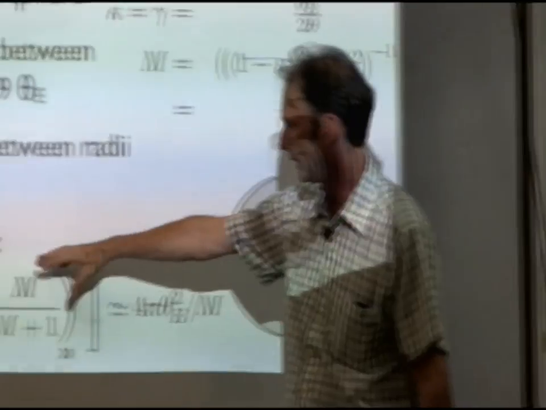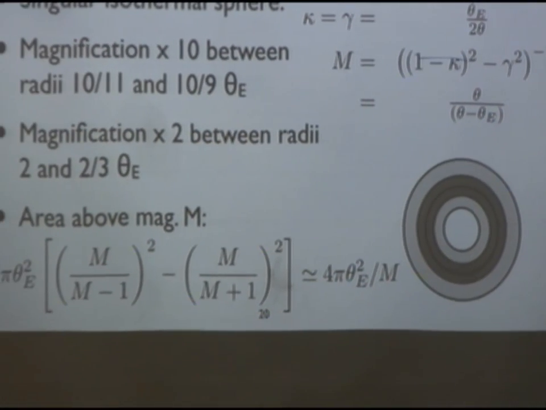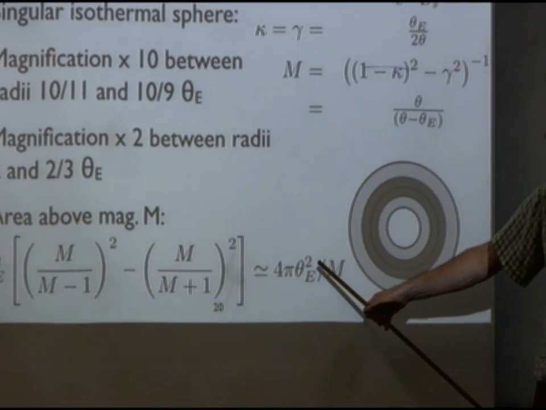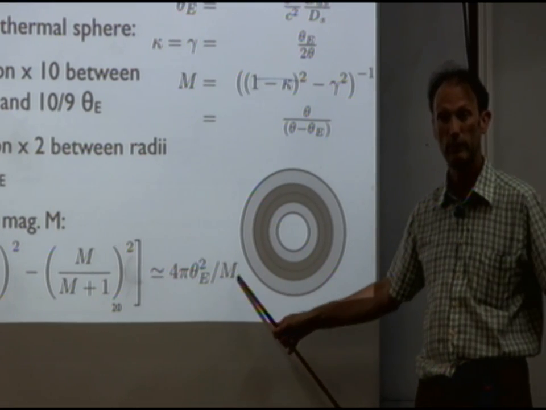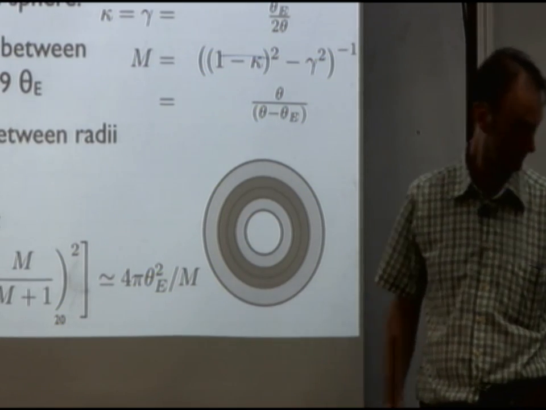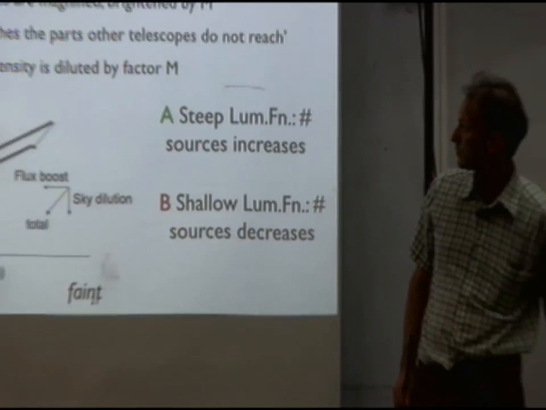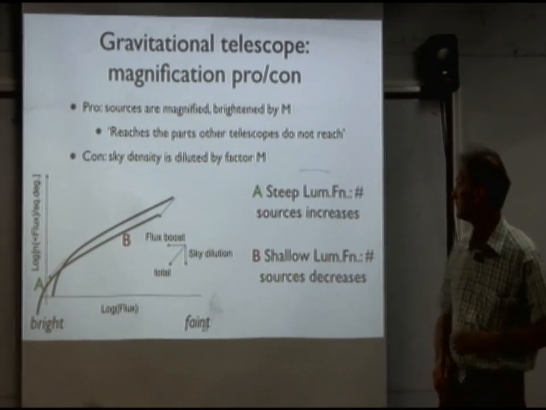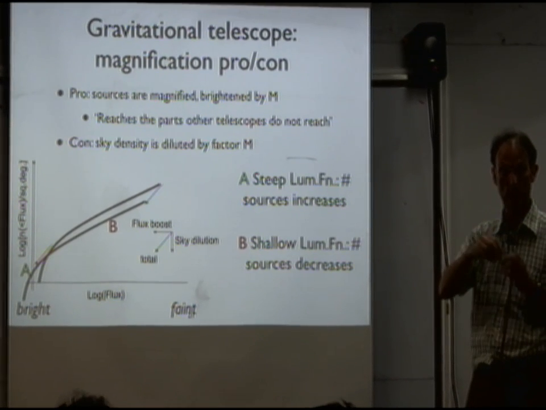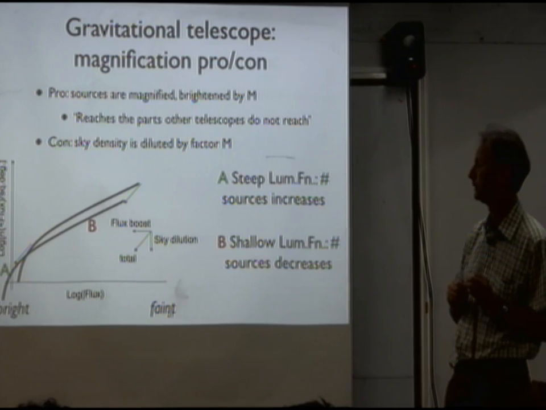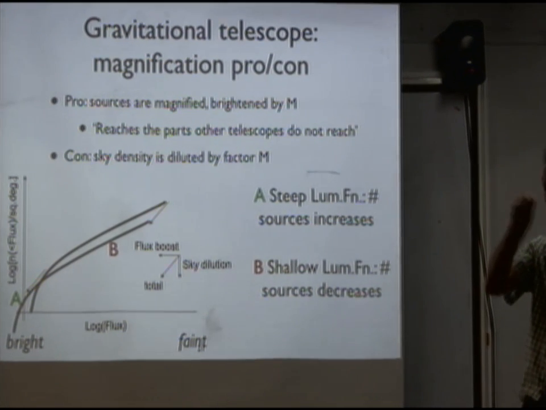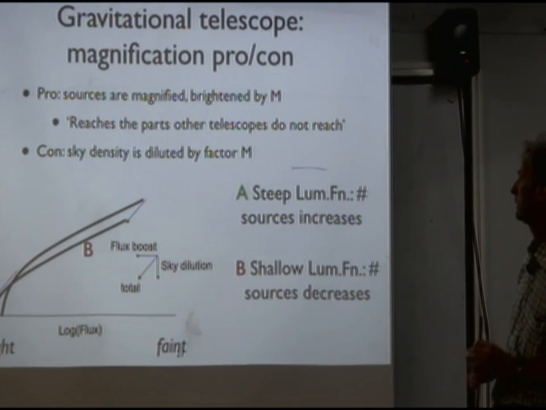And so you can also play games like work out what the area is which is magnified by at least a certain amount, and you get this kind of thing. So the higher the magnification you ask for, the smaller the area available for you to look. It's not really surprising, but there's no free lunch. That means that if you look at these areas close to the critical curve, you see background galaxies very highly magnified. But you're seeing also a part of the distant sky very, very demagnified. You're only seeing a very, very tiny part of the universe that's magnified into this area.